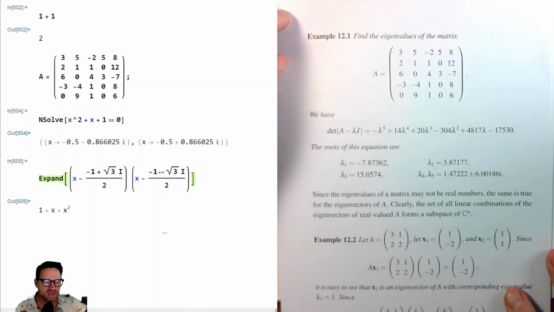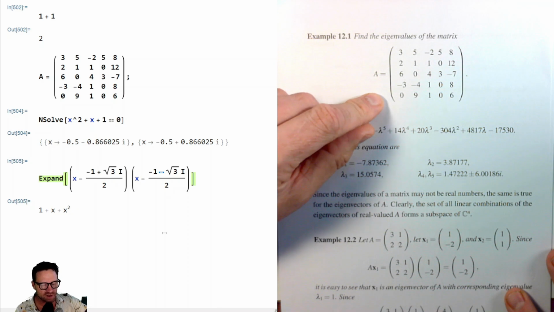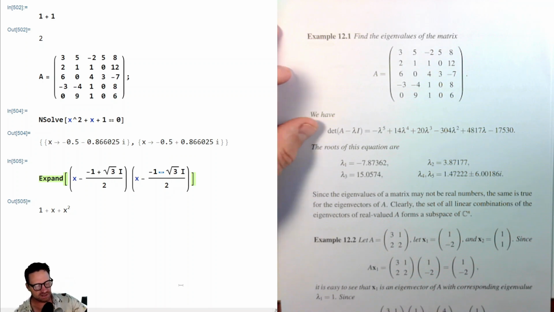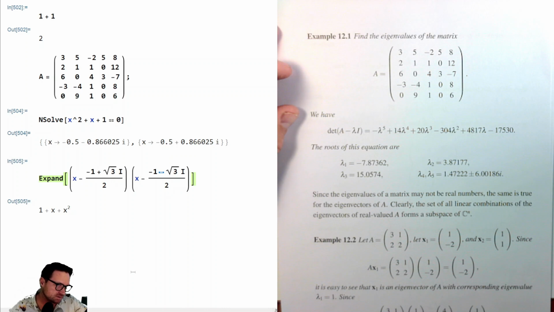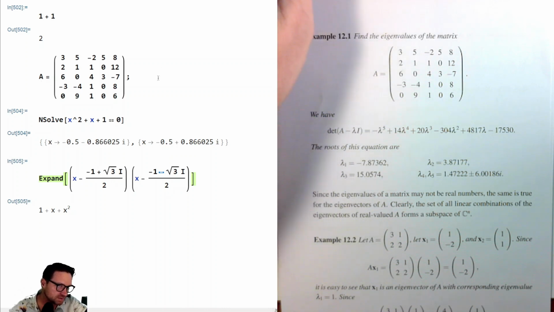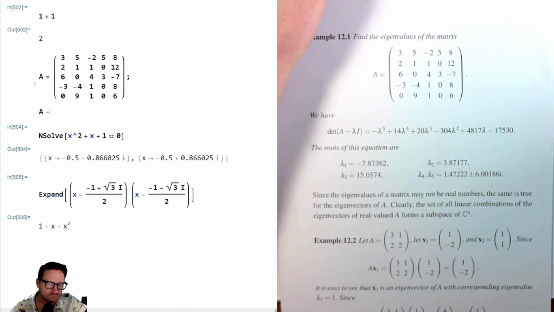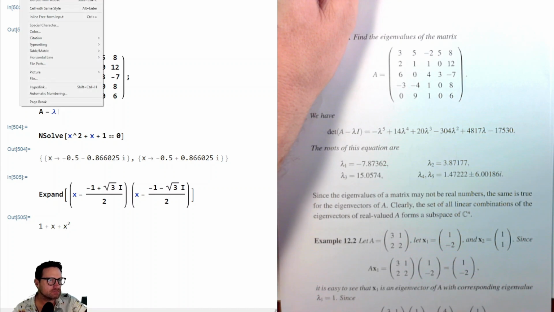Find the eigenvalues of the matrix. Now we have a 5 by 5 matrix. And so let's take the determinant of A minus lambda I. So I'll do this on here. Okay, so there's A. Then if I subtract lambda times the 5 by 5 identity matrix, I'll insert that here.